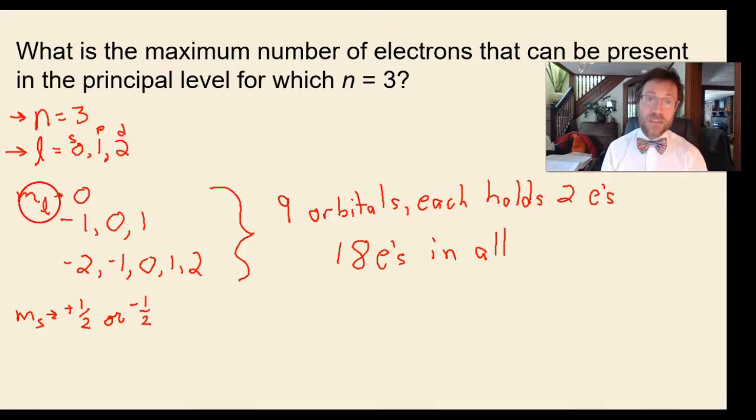And so my m sub L's, in other words, like all these possibilities, if L is 0, it can only be 0. If L is 1, I get minus 1, 0, and 1. If my L is 2, it goes minus 2, minus 1, 0, 1, and 2. So these are all the orbitals, right? And remember, each orbital holds 2, so it has to be 18 electrons in all. I hope that works for you.